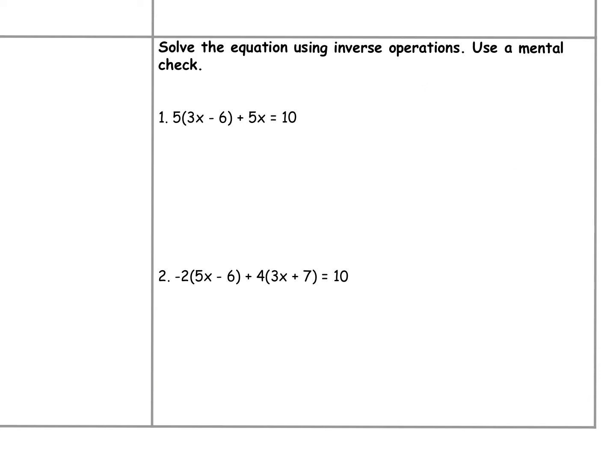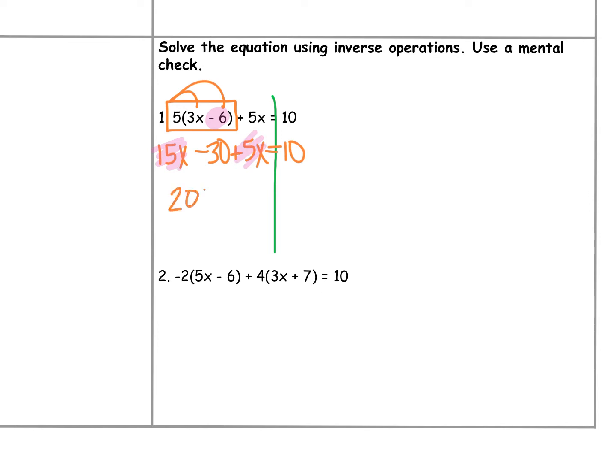Now, today all we're doing is we're taking all of those ideas and we're putting them into an equation. Like always, draw your line down your equal sign. And then we're going to start with those 4 steps again. First, distribute. I see I have distribute right here, so that's where I start. 5 times 3x is 15x. 5 times -6 is -30. Copy the rest. Plus 5x equals 10. Think about what like terms go together. I have an x and an x. So I'm going to put my x's together. 15 and 5 makes 20 x's minus 30 equals 10.